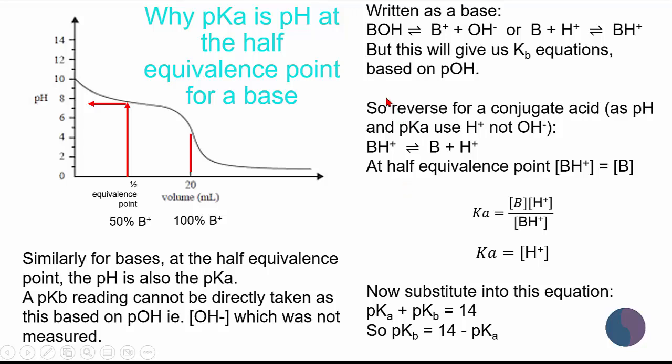If you're going to be asked to explain that, of course, you'll have to write out the equation, the Ka, and explain how when they're equal, that causes the Ka and the hydrogen ion concentration to be the same, so the pKa and the pH are the same. If you wanted to get the pKb, which is what you probably need to do some calculations, you might have to do a bit more work.